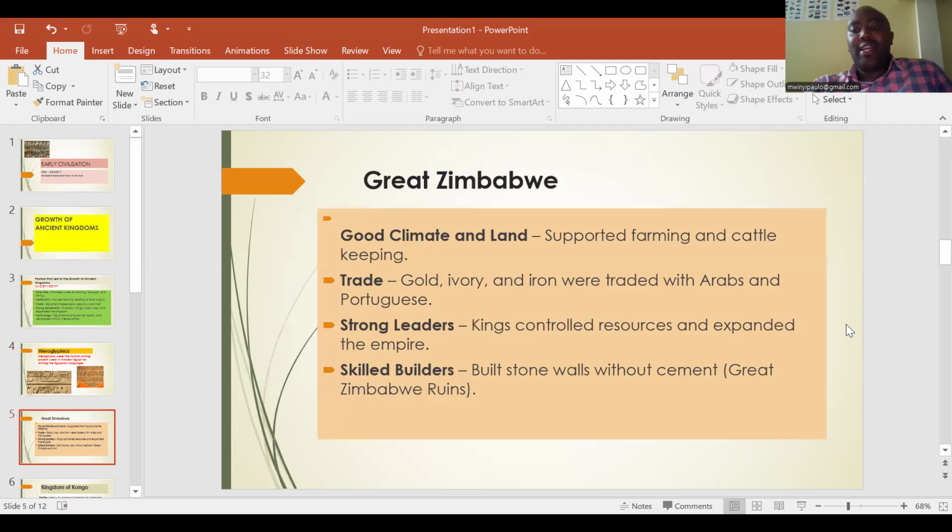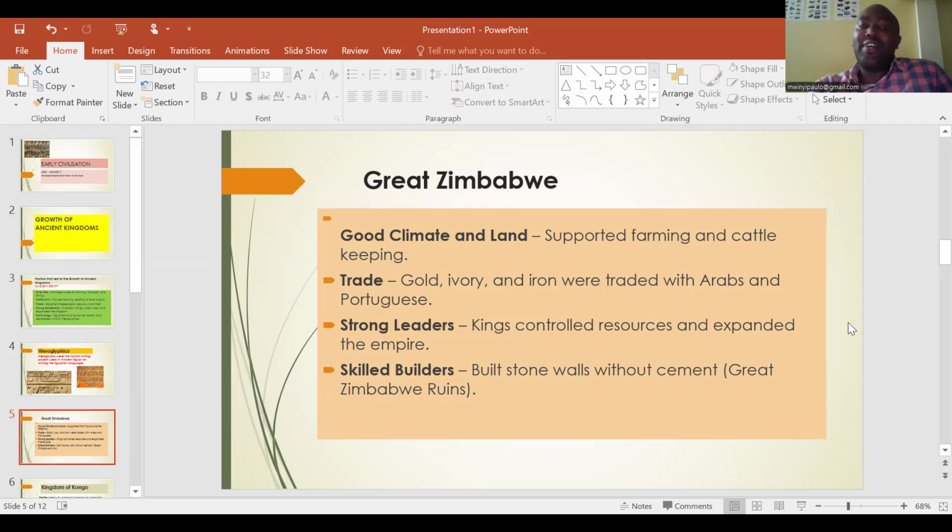Let's soldier on and move to the Great Zimbabwe. What are some of the factors that led to the growth of Great Zimbabwe? The first factor was good climate and land that was fertile. The good climate and fertile land supported farming and also the keeping of cattle.